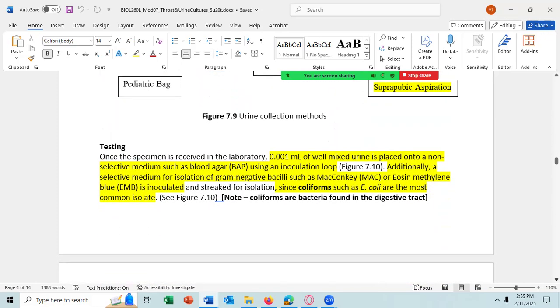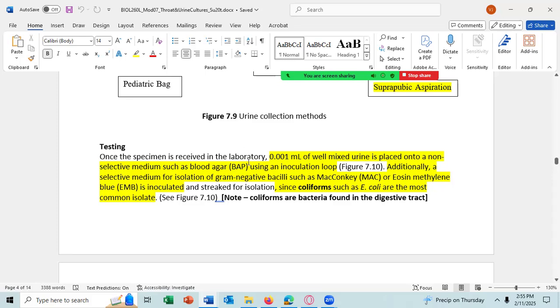Once the specimen is received in the lab, you streak 0.001 milliliters, that's 1 microliter, of the urine onto a blood agar plate. We have a special inoculation loop which actually measures the urine, so it will place only 1/1000th of a milliliter, or 1 microliter, onto the blood agar plate. And we get all of the organisms to grow on blood agar, including some fastidious organisms.